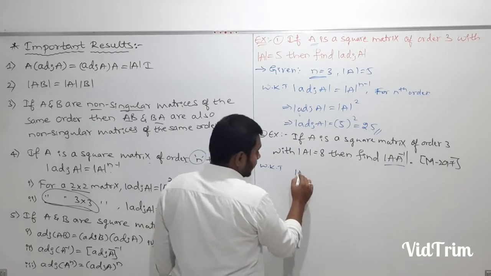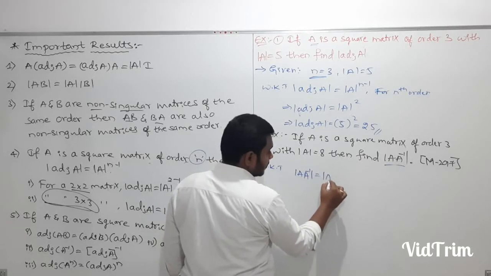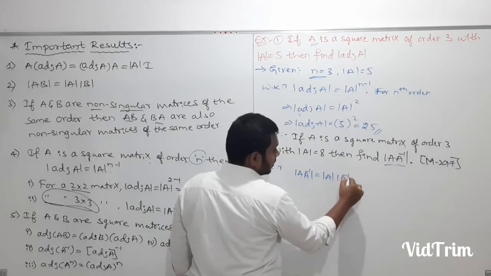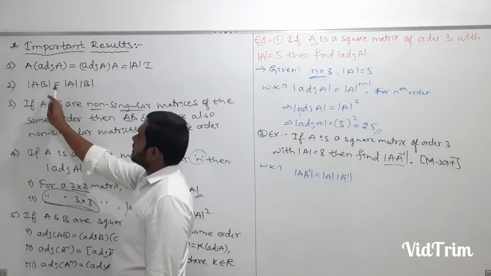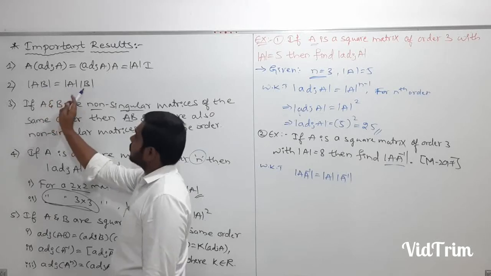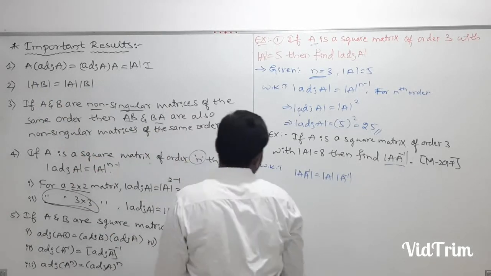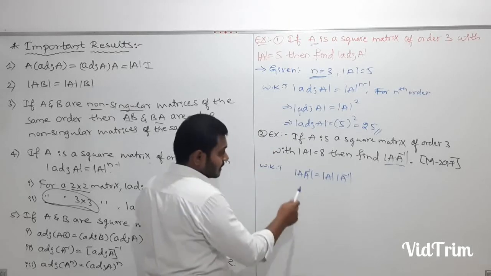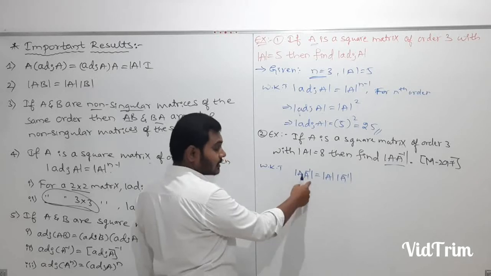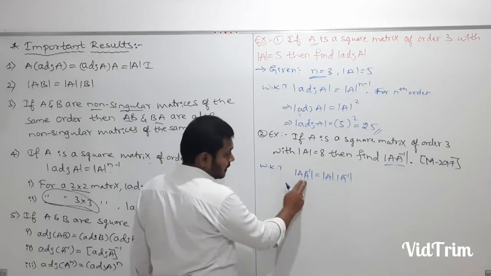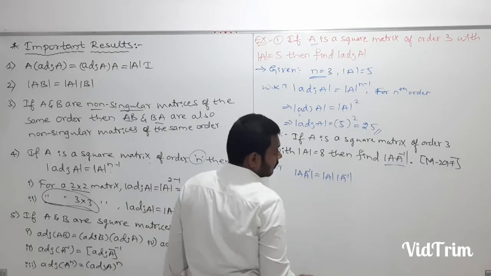We know that determinant of A into A inverse can be written as determinant of A into determinant of A inverse, because we know the result: determinant of AB can be written as determinant of A into determinant of B, where A and B are two square matrices of the same order. Likewise, A is one matrix, A inverse is another matrix. So we can apply this result.